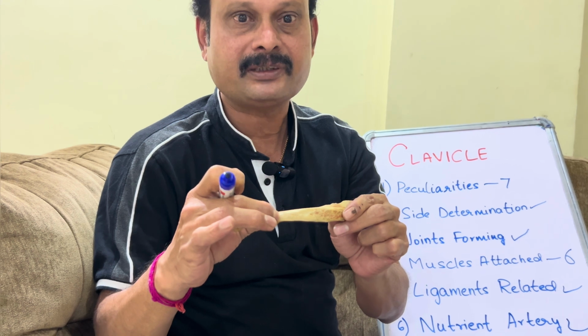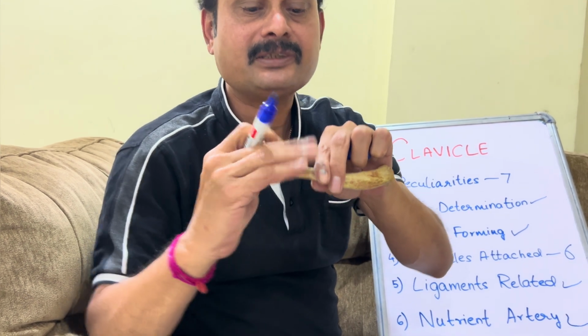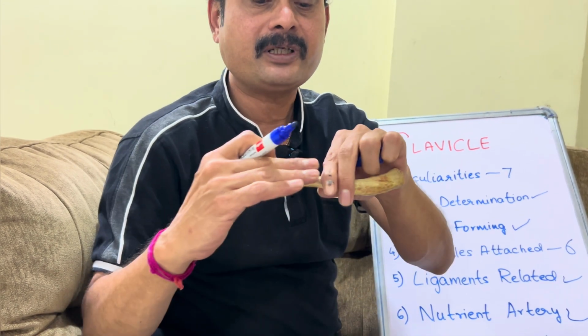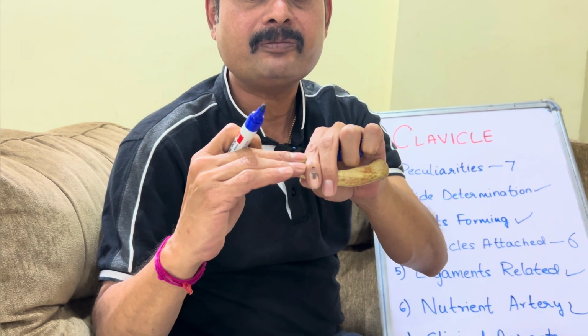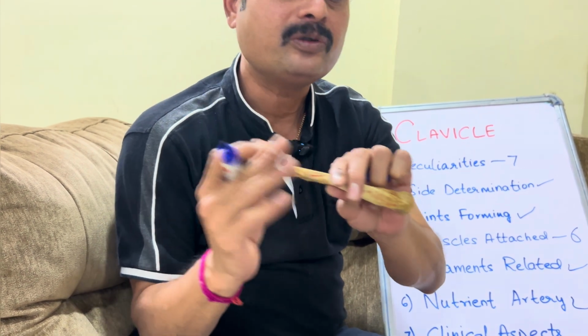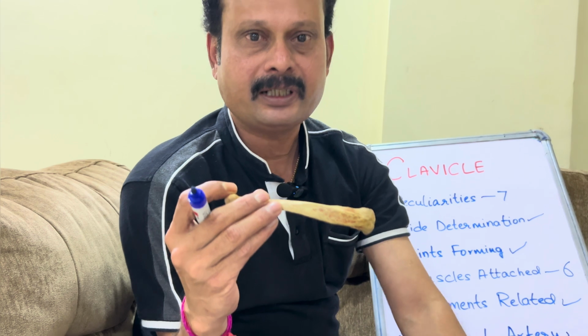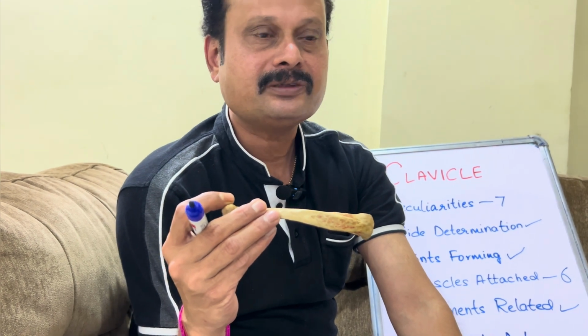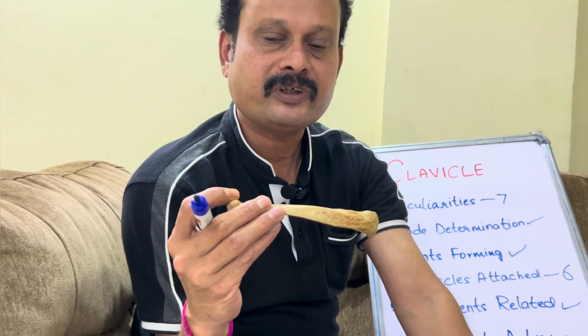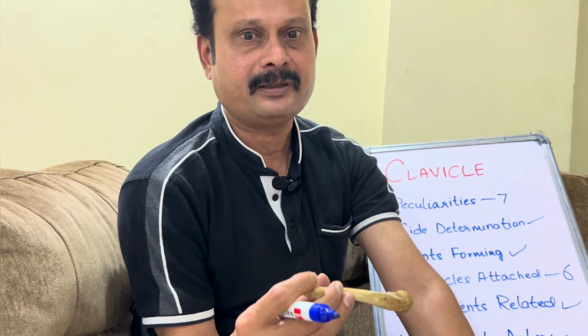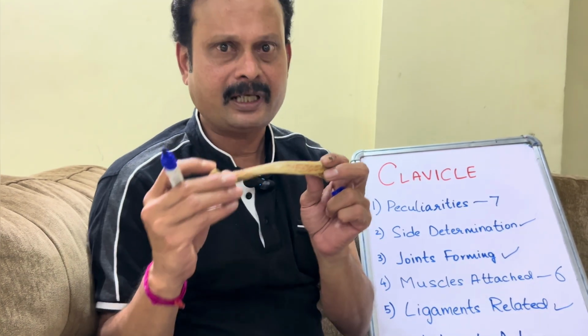When the fracture is complete, because of the weight of the upper limb, the lateral displaced fragment may be lifted upwards and the union becomes a bit delayed, and the treatment is usually a figure of 8 bandage. So this is all about the clavicle in brief.